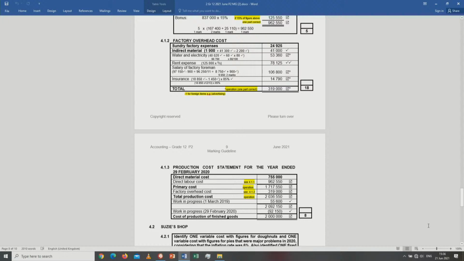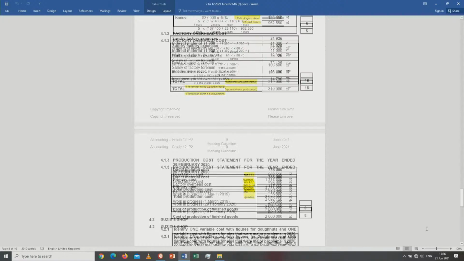It says operation 1 part correct. So if he picks up 1 mark above, then you can give him that final answer. If he puts advertising there, you say minus 1 mark because it's a foreign item. Nice, 18 marks for the learners.